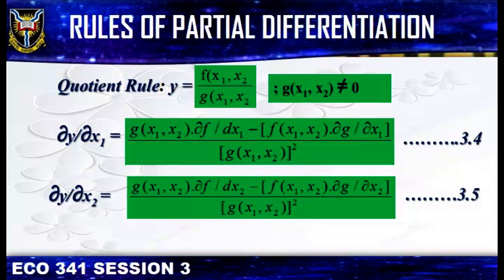Partial dy over partial dx2 is equal to g(x1, x2) dot partial df over dx2 minus (f(x1, x2) partial dg/dx2) over (g(x1, x2)) squared. Equation 3.5.